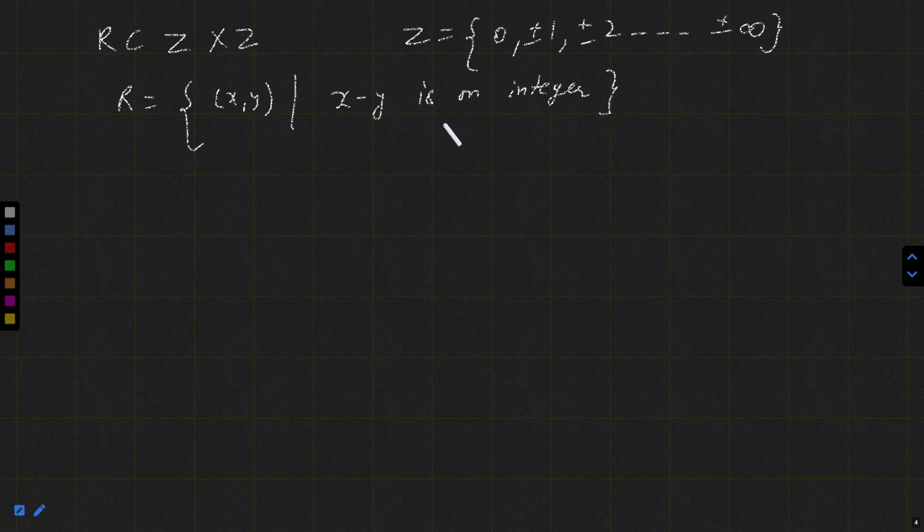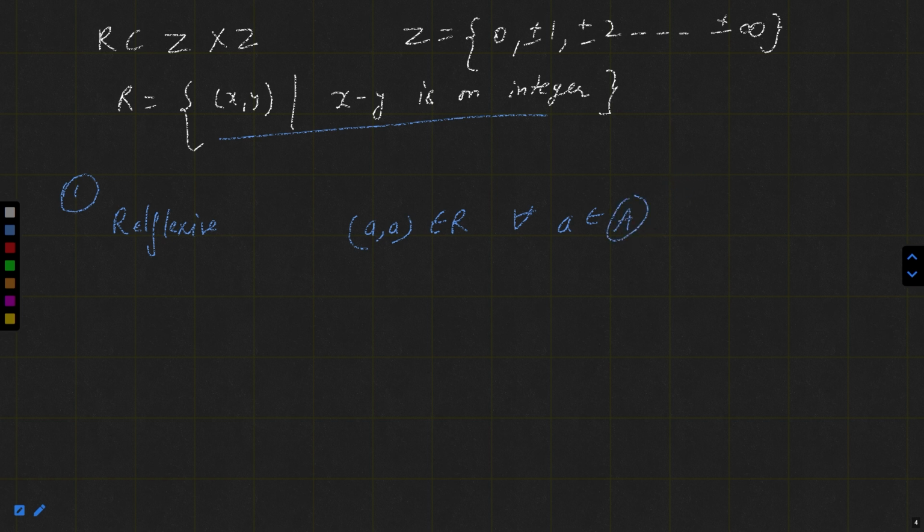I'm not going to write or list down all the elements because there are so many, and this will take forever, so I am just taking my R in this set builder format. Now let's check for reflexivity. A relation is reflexive, by definition, if (a, a) must belong to R for every a belonging to A.